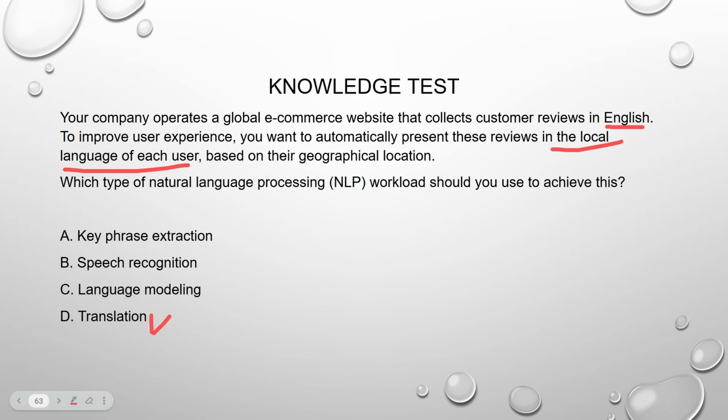So we have to use the translation service of NLP because that is what translates text from one language to another language. Now we know key phrase extraction, speech recognition we'll be discussing in the speech service. Then there is language modeling. Here the correct answer is option D, translation.